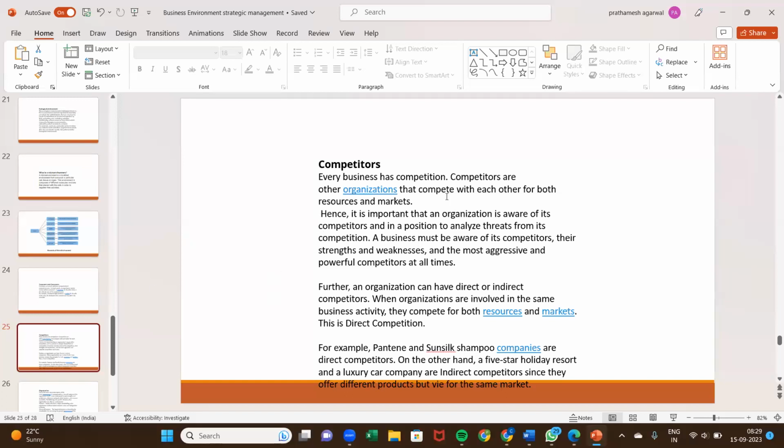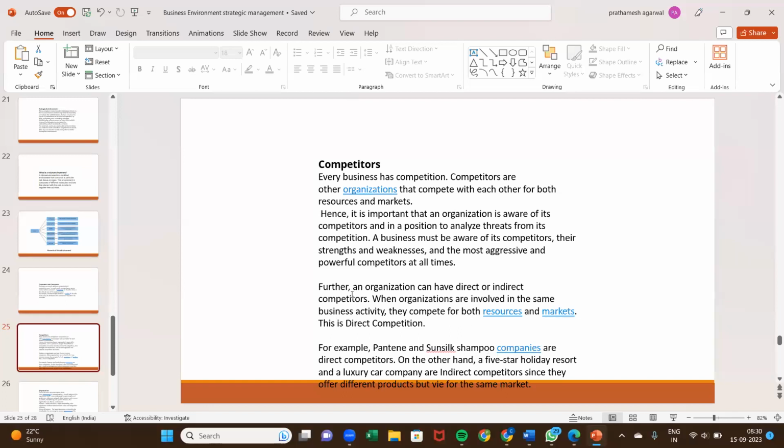Hence, it is important that an organization is aware of its competitors and in a position to analyze threats from its competition. A business must be aware of its competitors, their strengths, that means a SWOT analysis, strengths, weaknesses, and the most aggressive and the powerful competitors at all times. Further, an organization can have a direct or indirect competitor. When organizations are involved in the same business activity, they compete for both resources and markets.